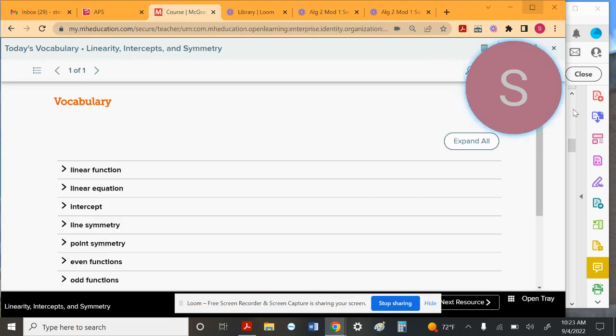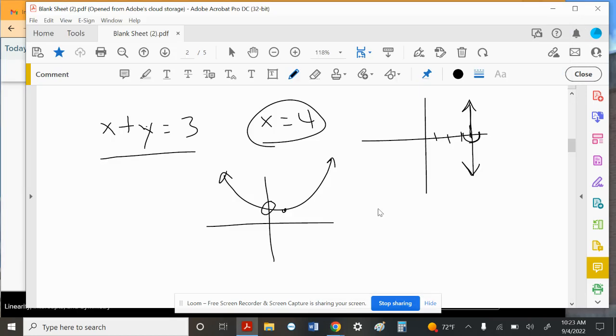Line symmetry just means if I were to draw a vertical line somewhere, is it symmetrical on both sides? So if I draw a vertical line here, is it like a mirror image on both sides? And for a parabola, yes, it is. For a line, it is not.